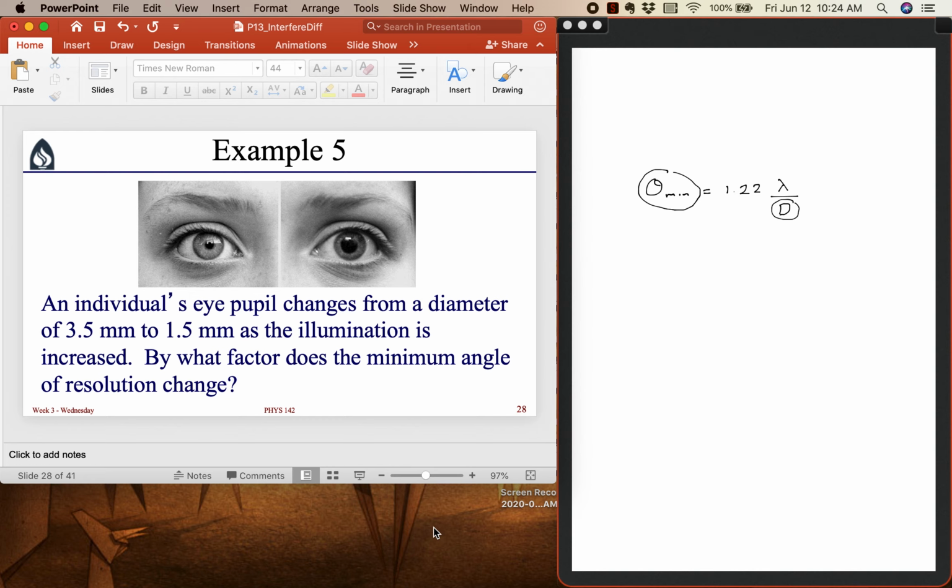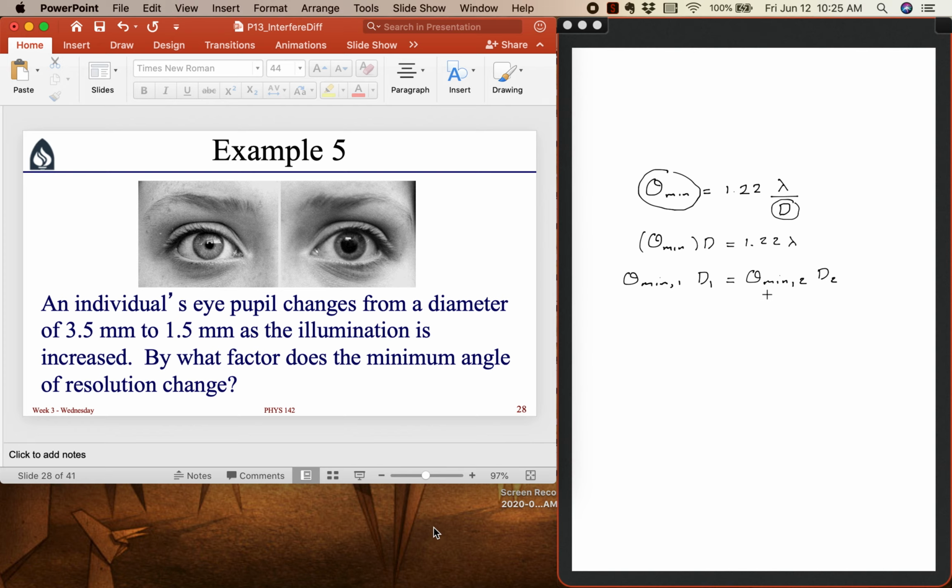So if we have that expression and we know the things that are changing, we can solve this equation to put all the things that are changing on one side and all the things that are not on the other. So to do that, we can just multiply both sides by d. So we have theta min times d is equal to 1.22 times lambda. So then since this quantity is not changing, we know that theta min 1, our initial minimum angle of resolution, times d1 is equal to theta min 2, which is the final angle, times d2.